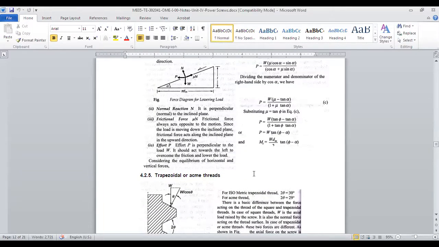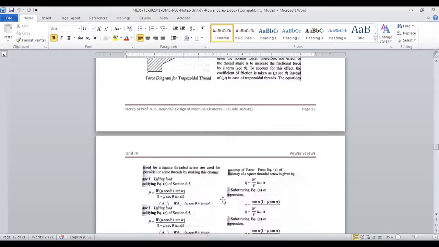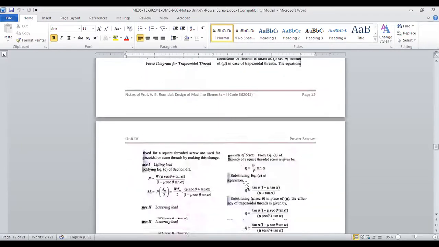So there are basically two equations, one for raising the load, other for lowering the load. And we have also seen that when we lower the load, the torque required will be negative if phi is less than alpha. And at that time the screw will come down by itself, so it will not be self-locking. So we understood the concept of self-locking, that for self-locking phi has to be greater than or equal to alpha. Alpha is helix angle, phi is angle of friction. Okay, so trapezoidal threads, we'll talk about it today also.